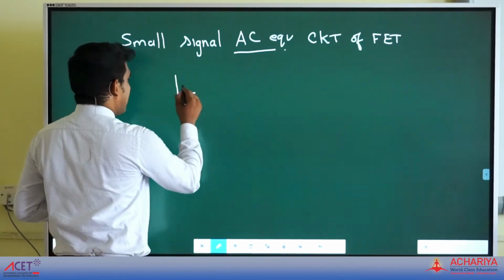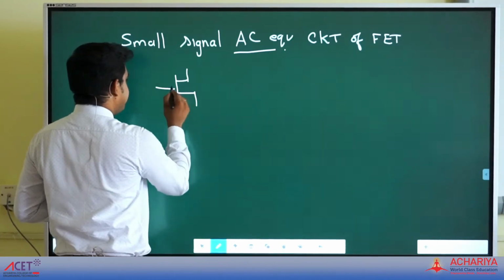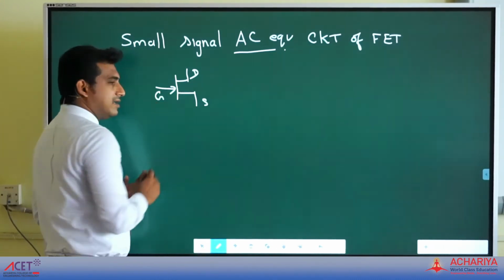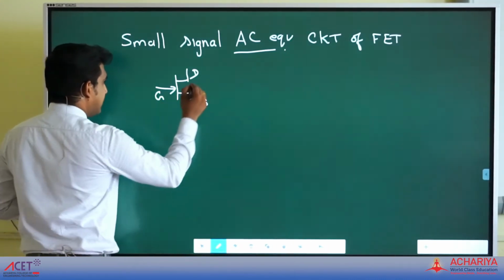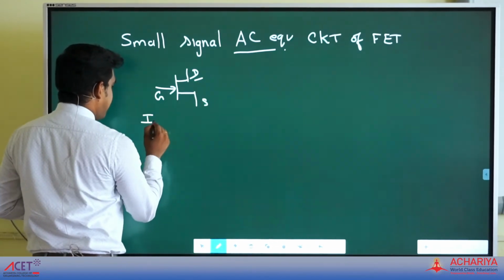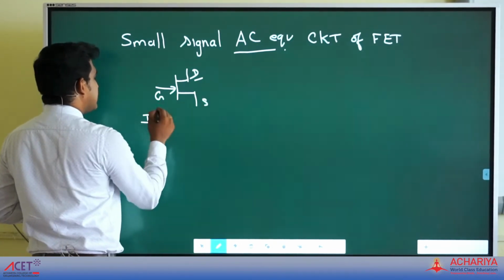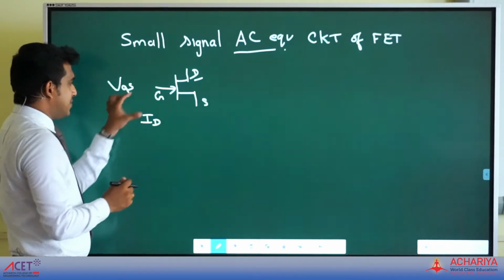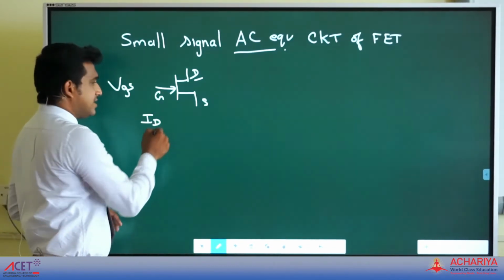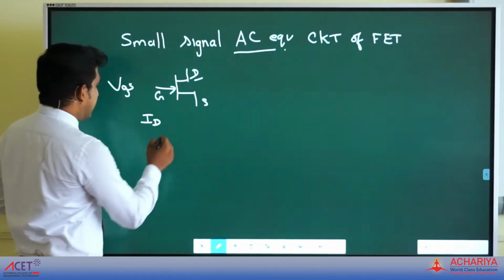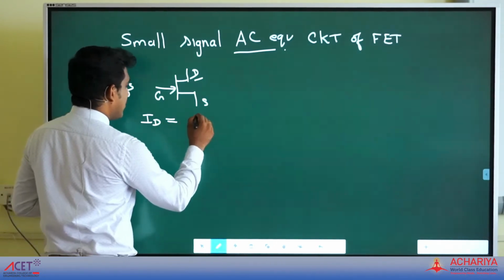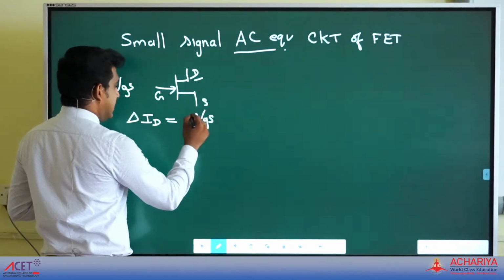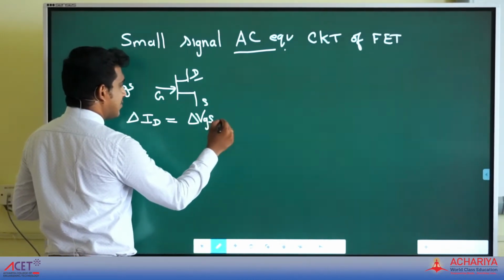As you said, this is the symbol of the field effect transistor: drain, source, gate. Here the output current is denoted by the drain current, ID. The input voltage is denoted as VGS. We are giving the input voltage between these two terminals, gate to source voltage. From the basic definition we can write one equation: the variation of ID is equal to the variation of VGS into some constant gm.